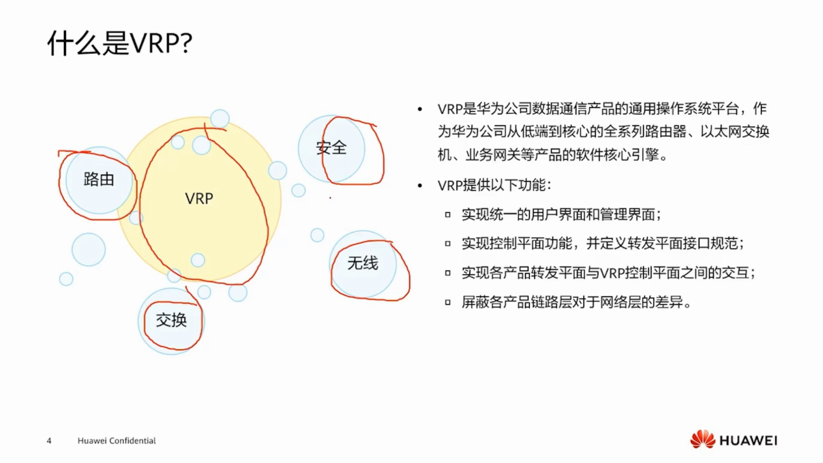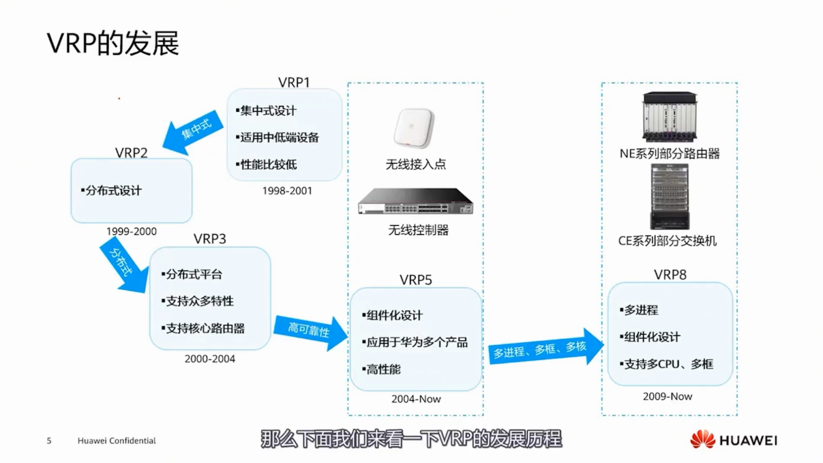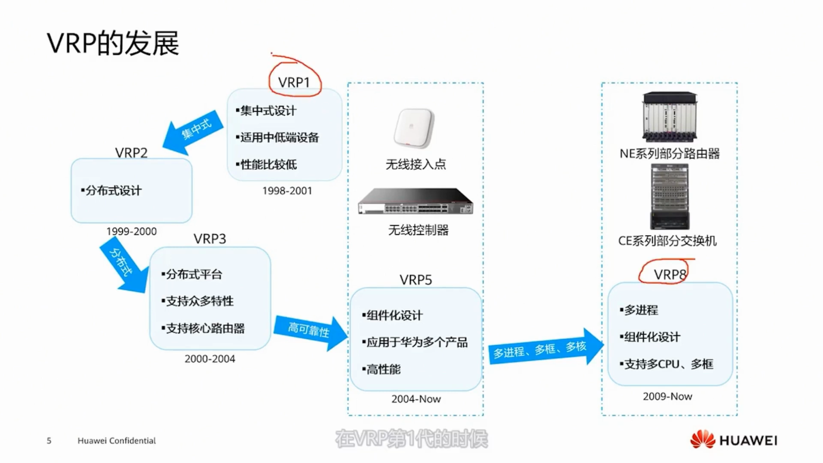Now let's take a look at the evolution of VRP. Our latest VRP is VRP 8. It started with VRP 1. In the first generation of VRP, we adopted a centralized design. Then it was only suitable for medium to low-end devices with relatively low performance. Of course, this was a long time ago, about 20 years ago.